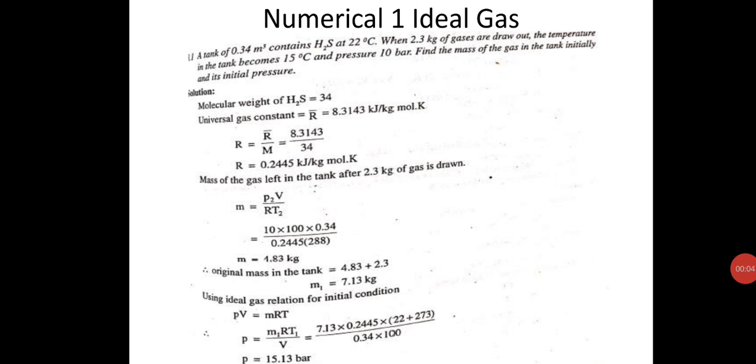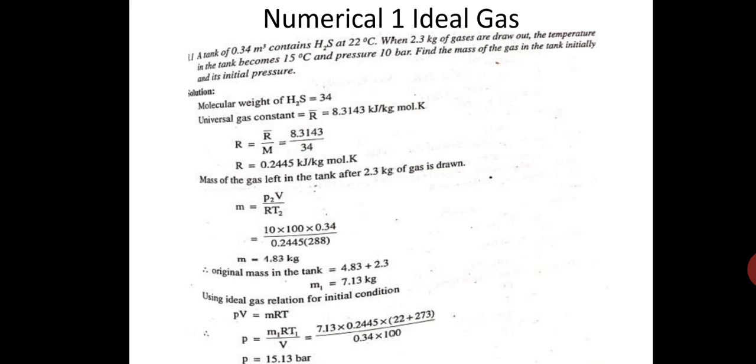So students, now we shall look at some few numericals on ideal gas. So this is numerical 1. A tank of 0.34 meter cube contains H2S, hydrogen sulfide, at 22 degrees centigrade. When 2.3 kg of gas is drawn out, the temperature in the tank becomes 15 degrees centigrade and pressure is 10 bar. Find the mass of the gas in the tank initially and its initial pressure.